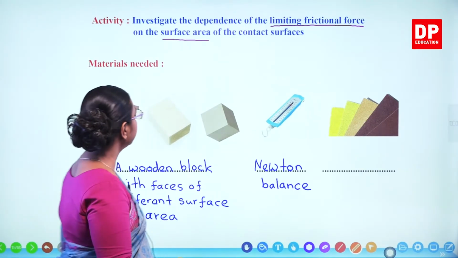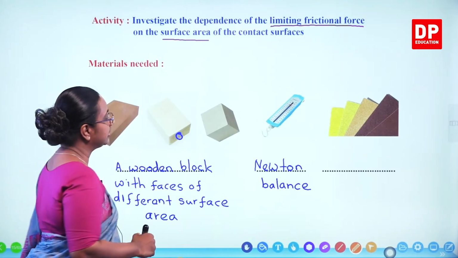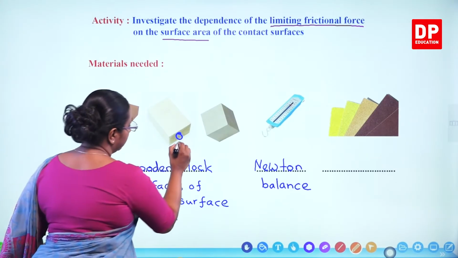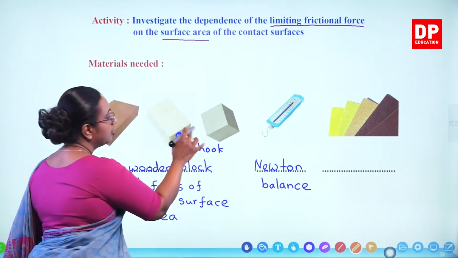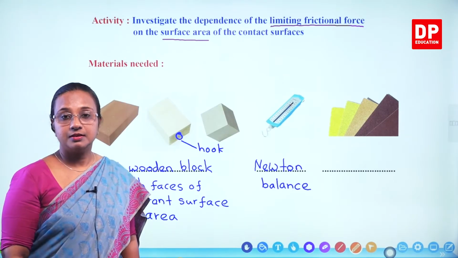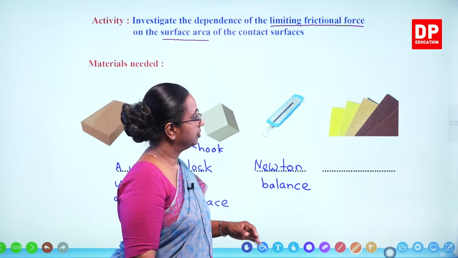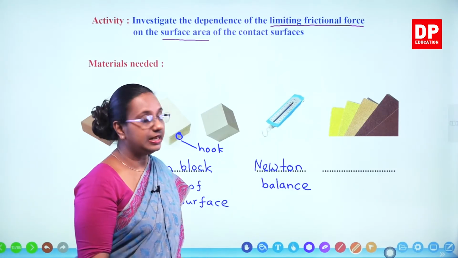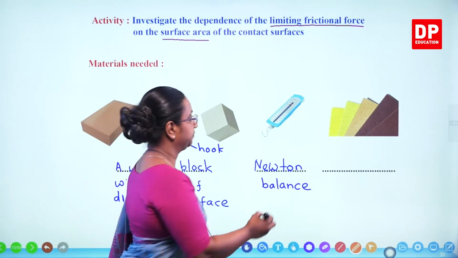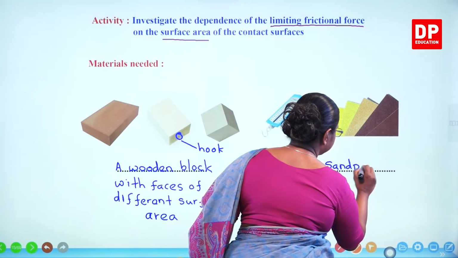And to attach the Newton balance to the wooden block, we will have to attach a hook to the block. This hook has to be attached to all three different faces of the block. And also, to make the surface rough, we will be needing sandpapers.